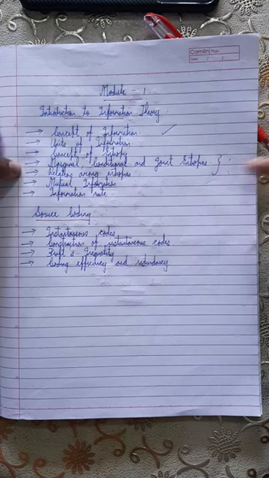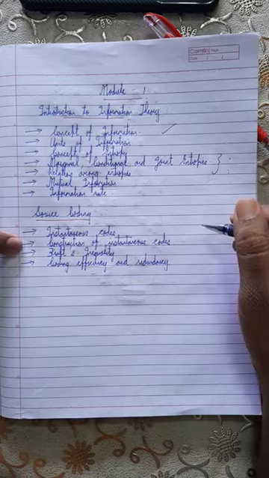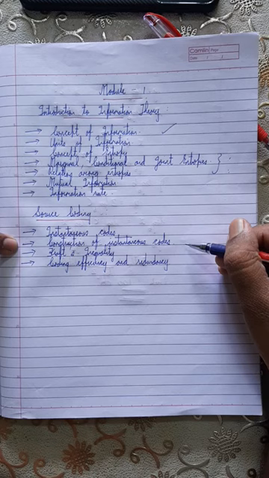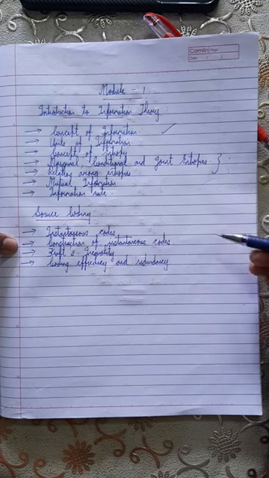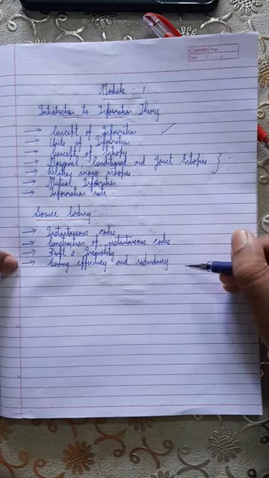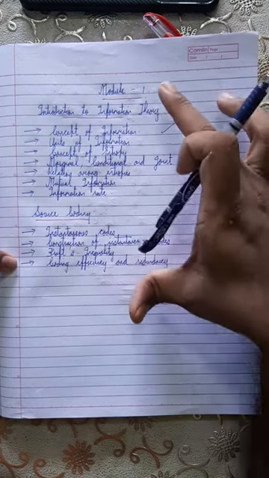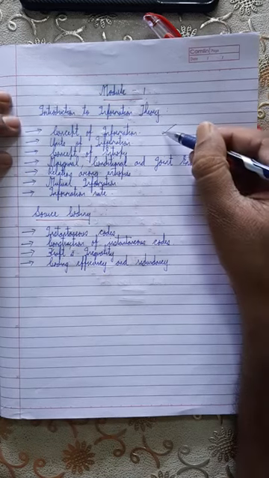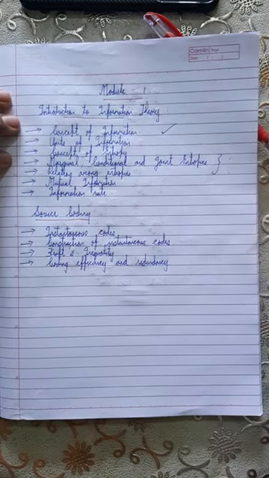Okay. Then the second chapter is source coding, that consists of instantaneous codes. Then the construction of instantaneous codes. How do you construct instantaneous codes? Then you have the Kraft's inequality followed by coding efficiency and redundancy. So this is the portion for the first module. So here in this video, we'll just start with the first topic, that is the concept of information.